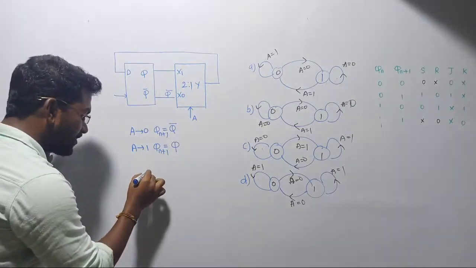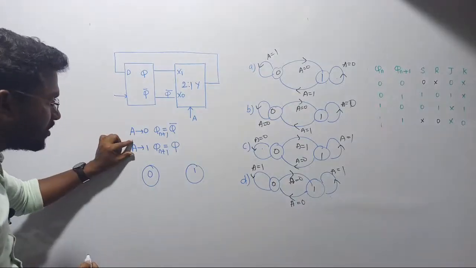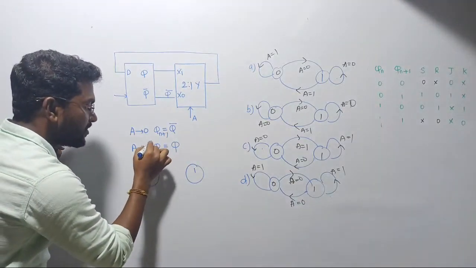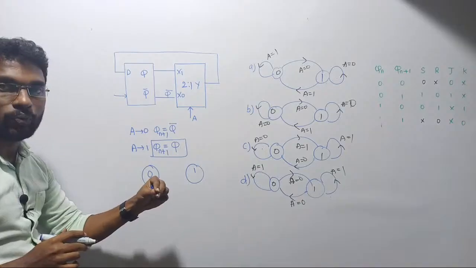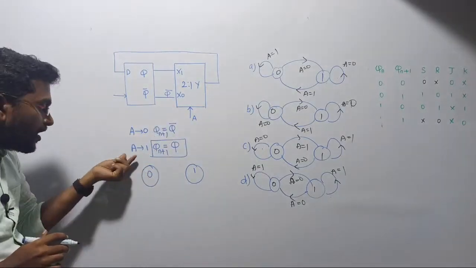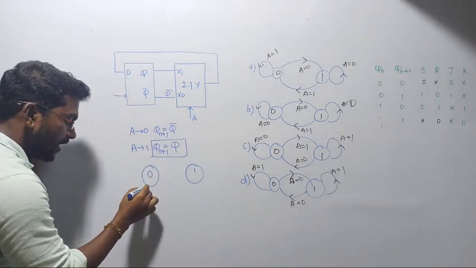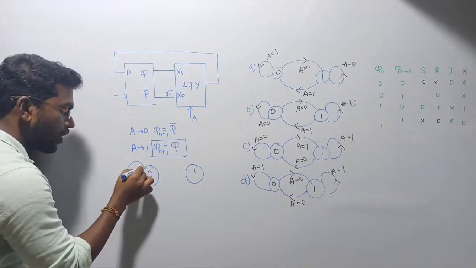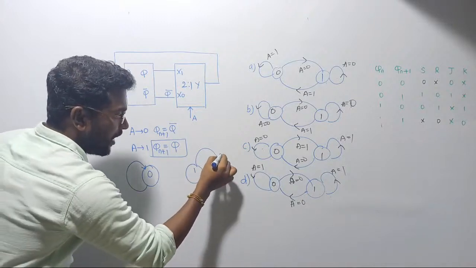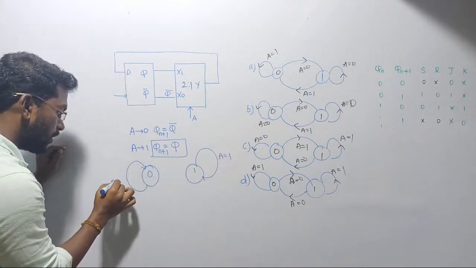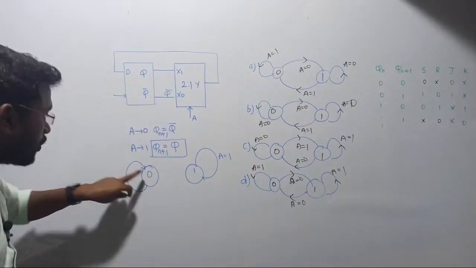Let us consider two states, 0 and 1. Now see there, when A approaches 1, next state and present state are both the same. See there, Qn plus 1 is equal to Q. It means previous state 0 means present state also 0. Previous state 1 means present state also 1. When A approaches 1, it is a very simple question. When A approaches 1, previous state is 0, present state is also 0. Qn plus 1 and Qn are both equal. When A is equal to 1, previous state and present state are the same. If previous is 1, present also 1. If previous is 0, present also 0.